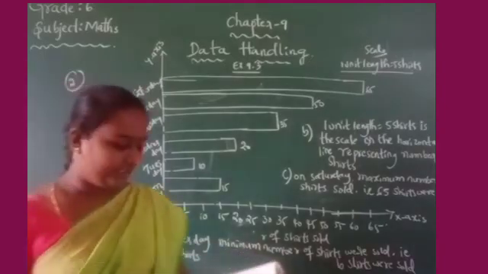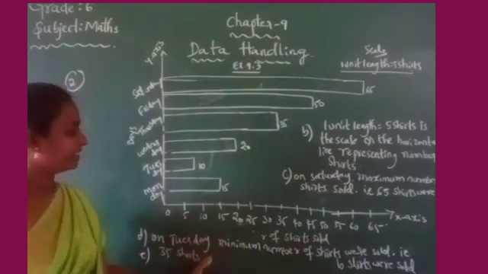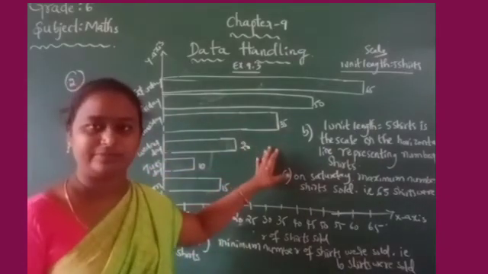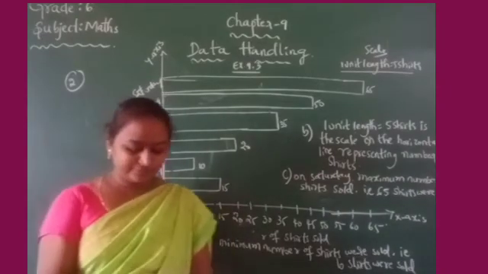Okay children, so like this we have to write the information from the bar graph. Okay now, is it clear? Right. So next, observe the third question.